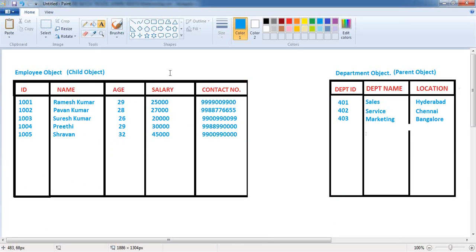Like for example, take a general scenario. Assume that today I went to one of my relatives' houses. How will those people recognize me? Because of my parents. They will say this person belongs to so-and-so. He is the son of so-and-so. She is the daughter of so-and-so. She is the wife of so-and-so. That means they will recognize you because of your parents.